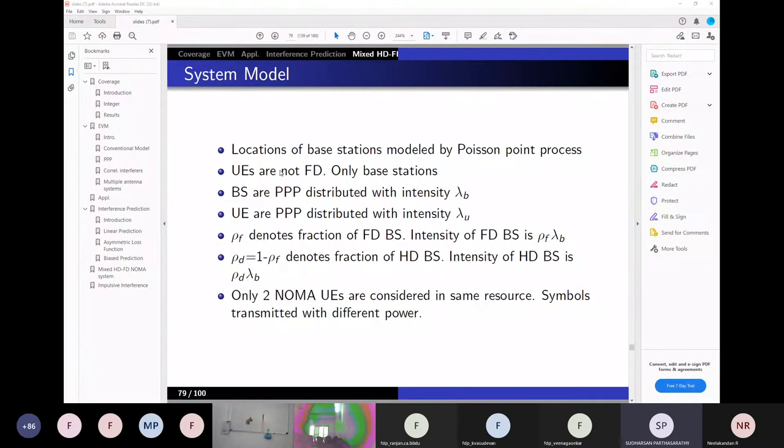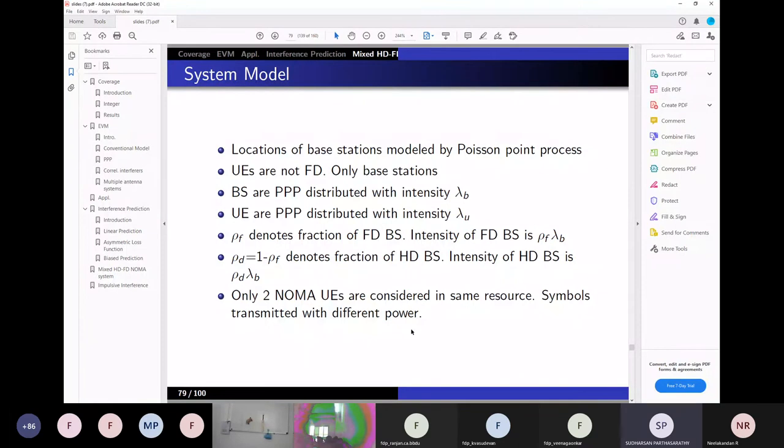So because the whole density of base stations is lambda B, the fraction of full duplex base stations is rho F into lambda B. Similarly, the fraction of half duplex base stations is rho D into lambda B. We consider only two NOMA UEs in the same resource. You can consider more UEs, but you have to pay the penalty in terms of successive interference cancellation, right? So we'll just assume two NOMA UEs.